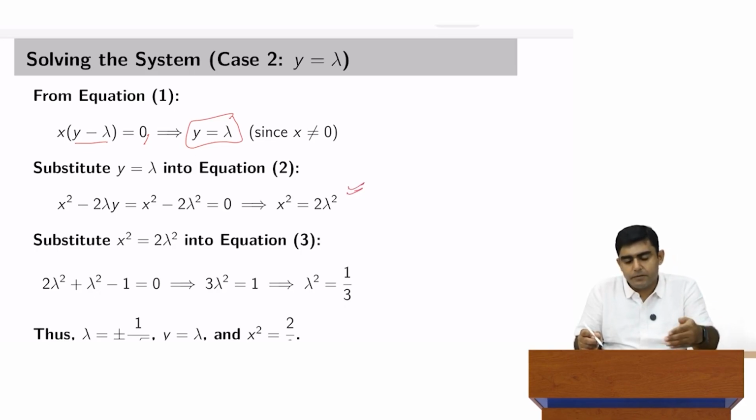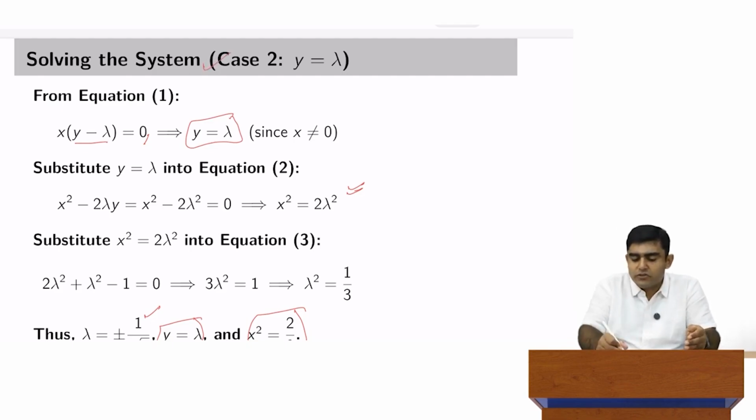Again, I will not worry about the mathematics, I will worry about the inferences that we are going to draw from this particular system. We get lambda is equal to plus minus 1 by root 3, y is equal to lambda, and x square is equal to 2 by 3, and this appears to be a more interesting solution than the previous one, because in the previous one we end up with an inactive constraint, which again is not a choice when we are dealing with an equality constraint problem. So, this case 2 appears to be more pragmatic to deal with, because if x is equal to 0, we end up losing the constraint, which we do not want.